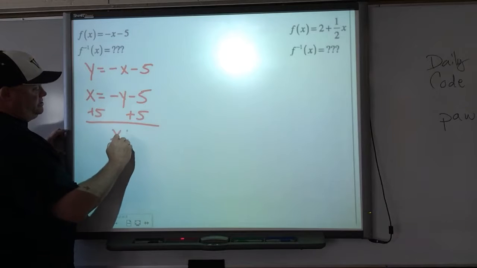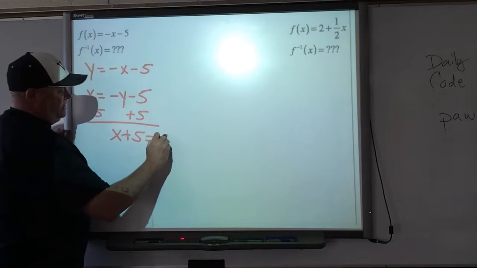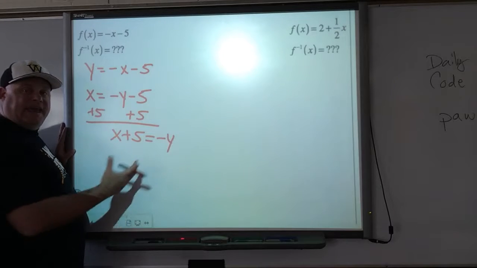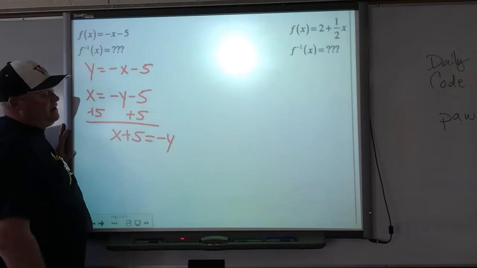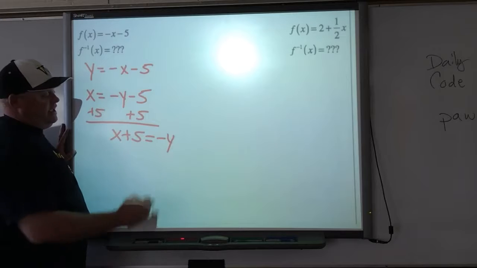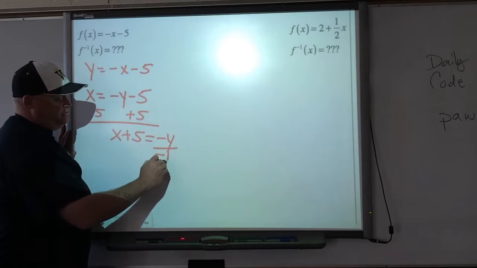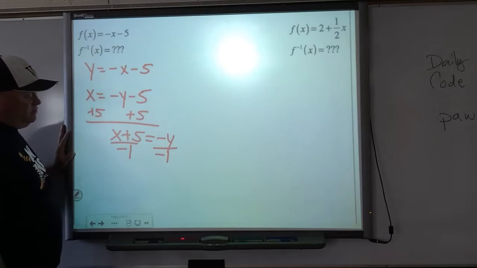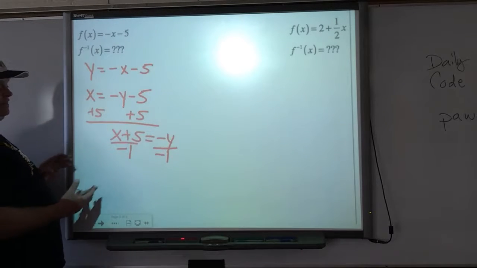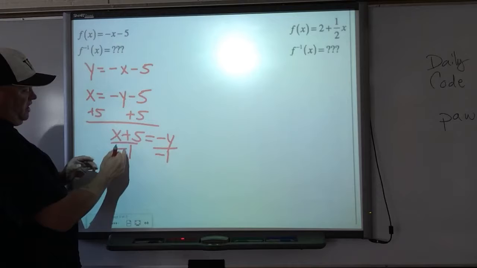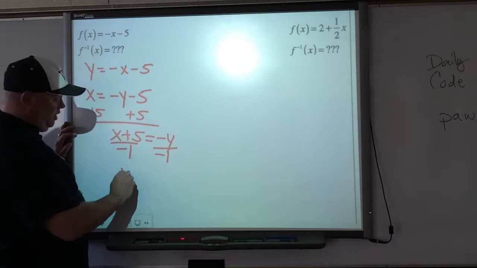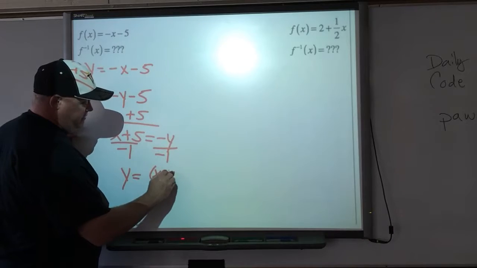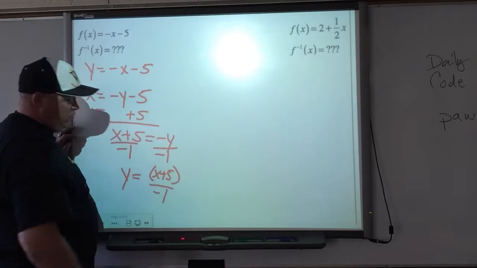This becomes x plus 5 equals a negative y. Now I've got a negative y, and I can't have a negative y. I want y by itself. So I can go ahead and divide this by negative 1 and divide by negative 1, right? And really, what is that saying? Well, that's saying that all of my x plus 5 is divided by negative 1. So y is going to be equal to all of my x plus 5 divided by negative 1.